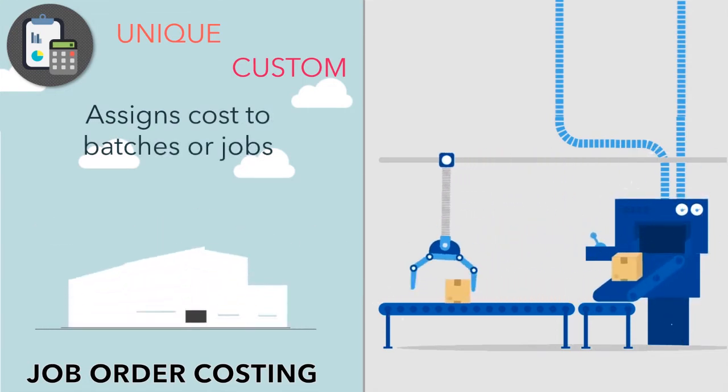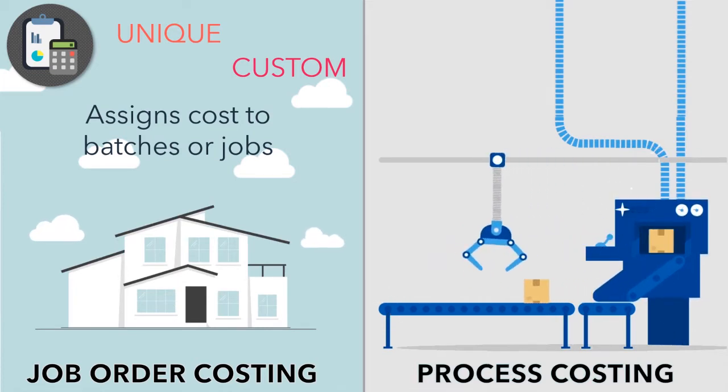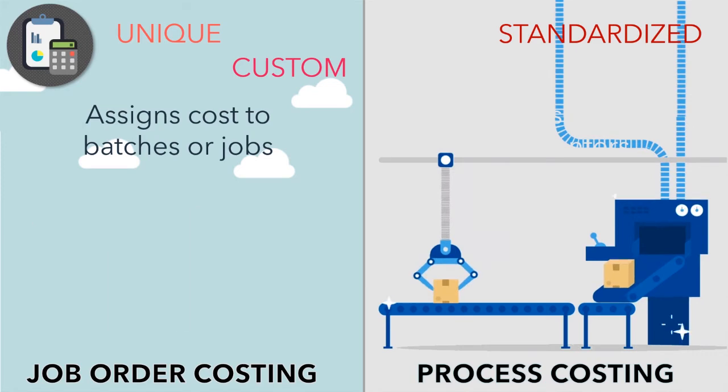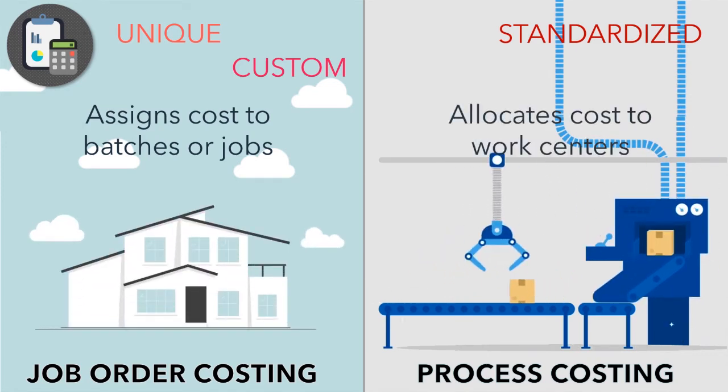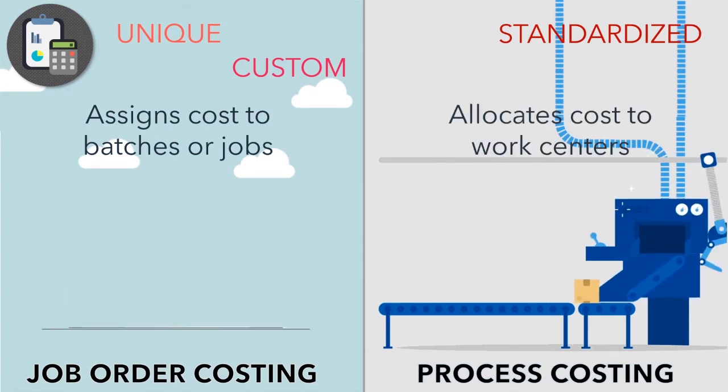The second one is the process costing, opposite to the job order. It is used by companies that provide standardized products and allocate costs to work centers. Cost classification is divided into four categories.